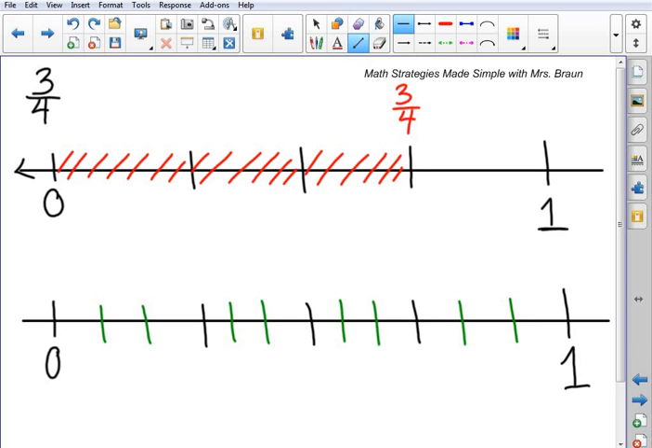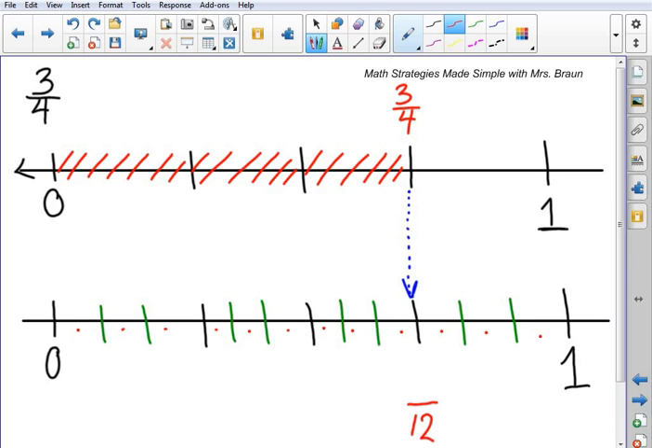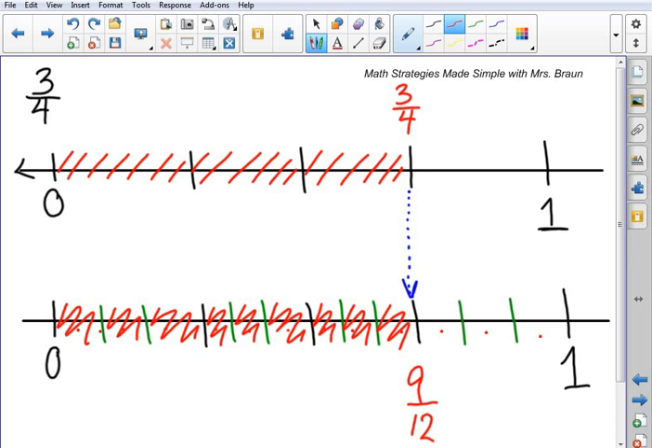Okay. Now I'm trying to find something that's equivalent to this 3/4 mark right here. So let's see what fraction is represented underneath here. First, I'm going to determine my denominator, see how many equal pieces. So 1, 2, 3, 4, 5, 6, 7, 8, 9, 10, 11, 12 equal pieces. And I'm looking at 1, 2, 3, 4, 5, 6, 7, 8, 9. It takes 9 of those 12 pieces to be equivalent to 3/4.